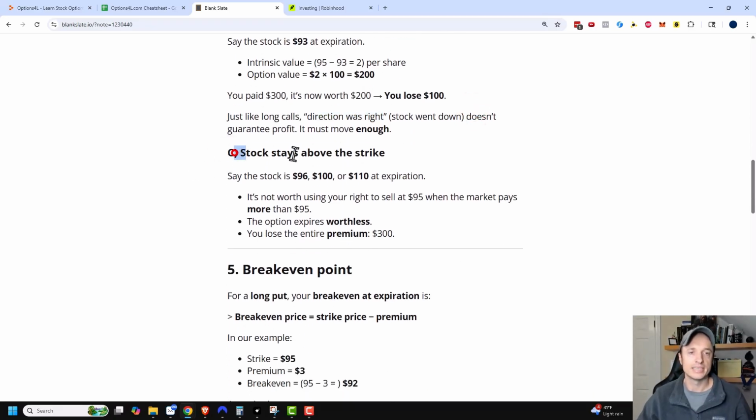Another scenario is that the stock stays above the strike price. Say the stock is $96, $100, or $110 at expiration. It's not worth using your right to sell at $95 when the market pays more than $95, right? Like if you had 100 shares of the stock, you would sell it at $96. You wouldn't sell it at $95. And so in that instance, your option will expire worthless and you'll lose the entire premium, which is the $300 that you used to buy the option in the first place.